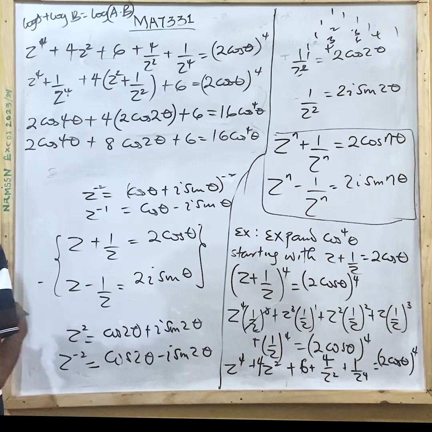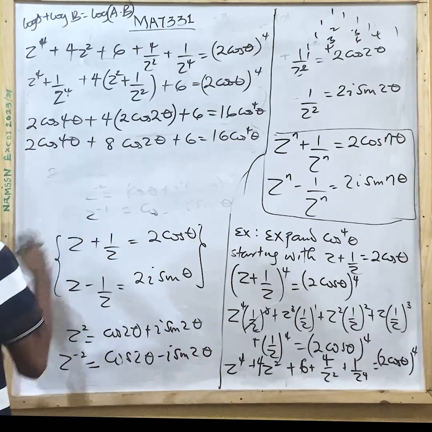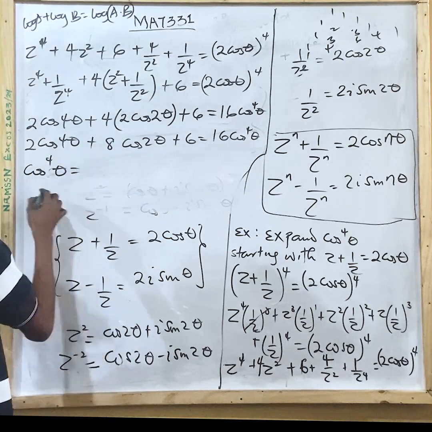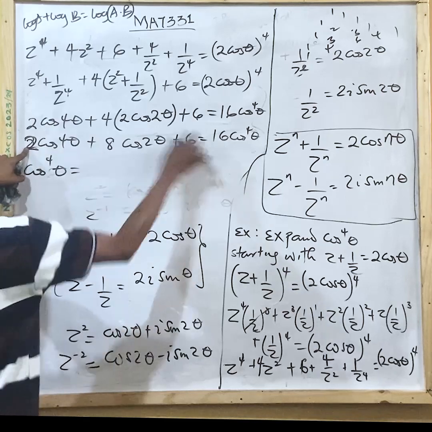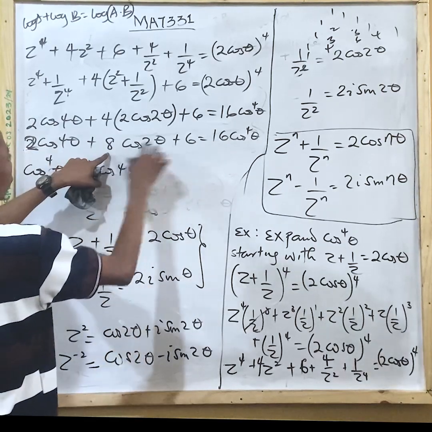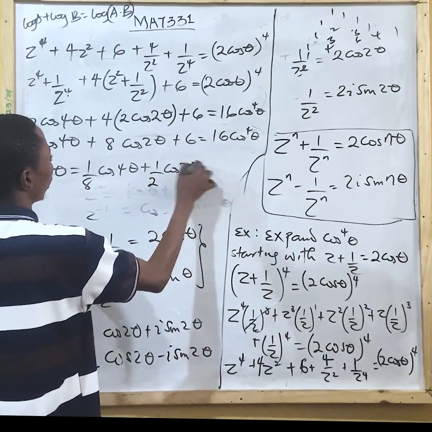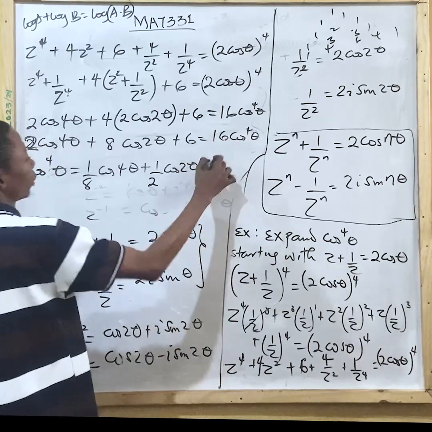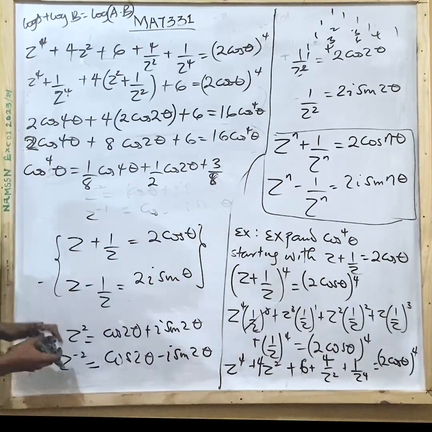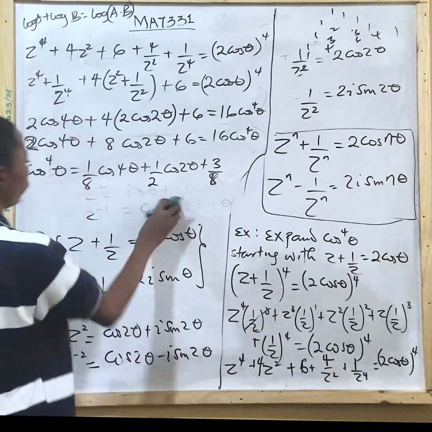So divide both sides by 16. So that is cos raised to power 4 θ. If I divide both sides by 16, cos raised to power 4 θ is equal to 2 divided by 16, that's 1 over 8 cos 4θ. 8 divided by 16, that's 1 over 2 cos 2θ. 6 divided by 16, that's 3 over 8. So this is how we will expand cos raised to power 4 θ using De Moivre's theorem.